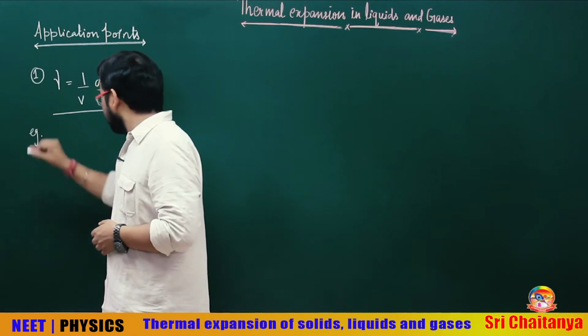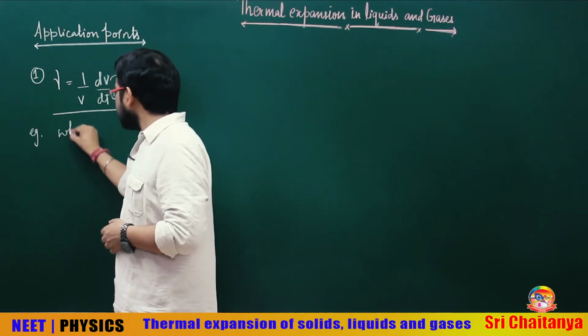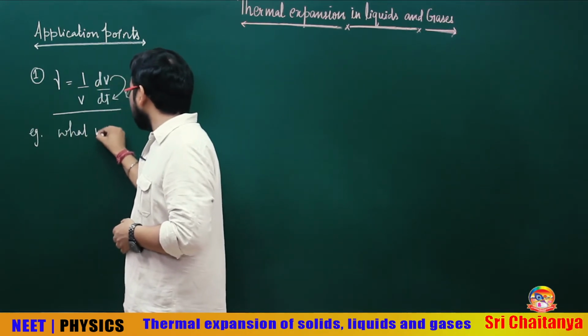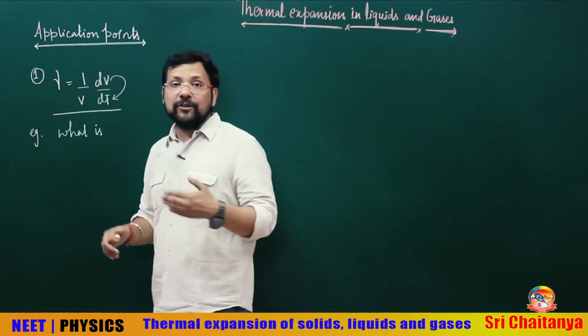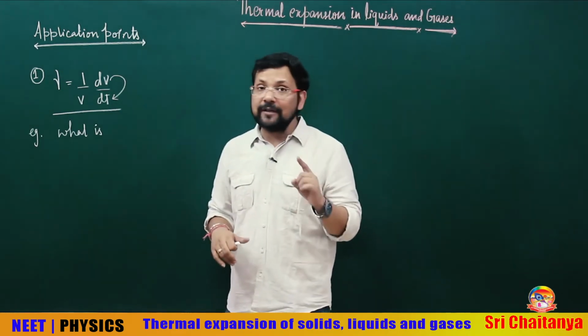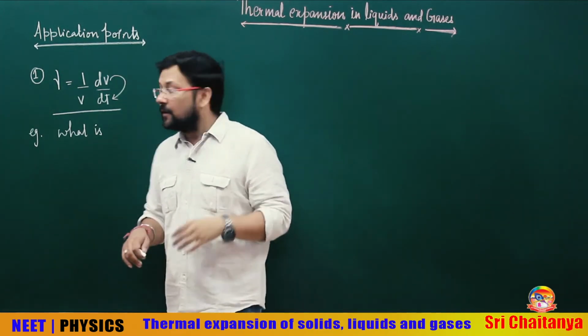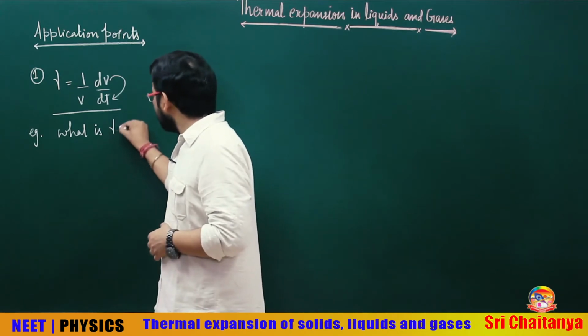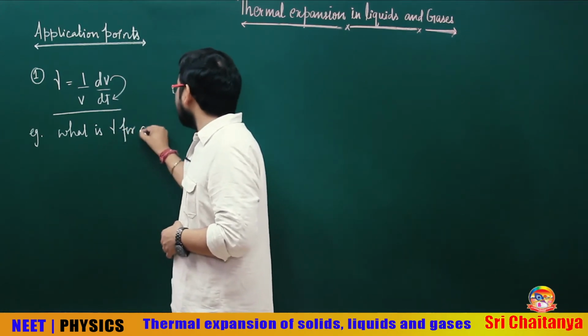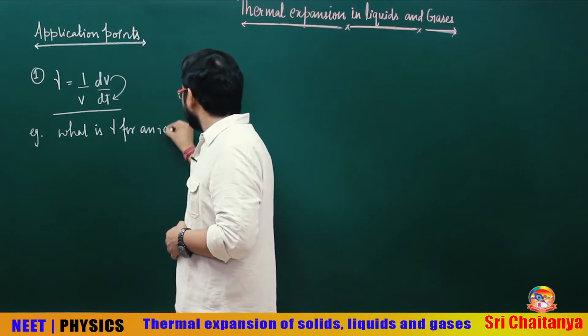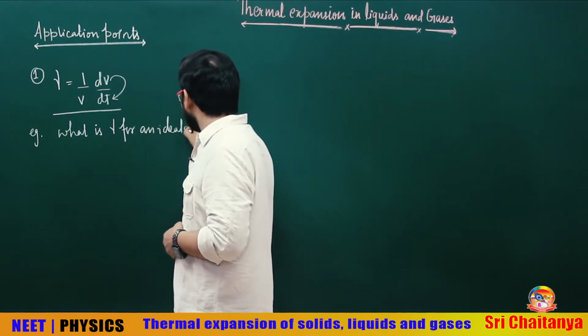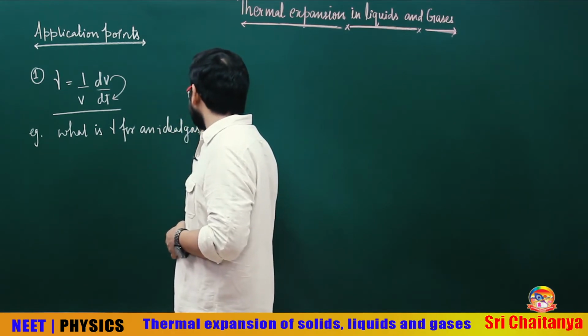Suppose example 1. What is gamma? Here gamma is the coefficient of volume expansion. It is not the adiabatic coefficient here. What is gamma for an ideal gas? This is the question.